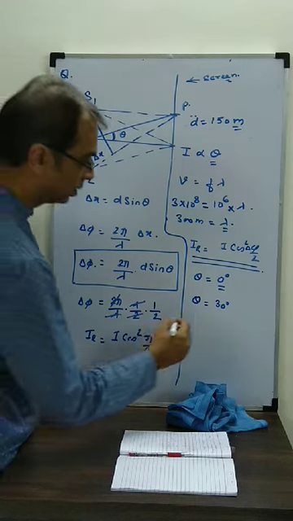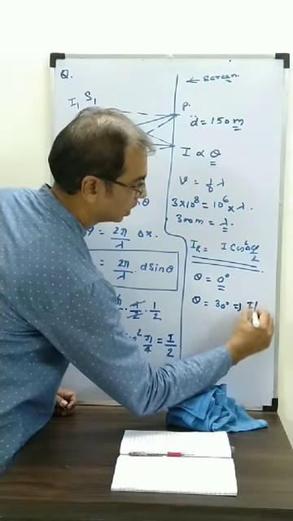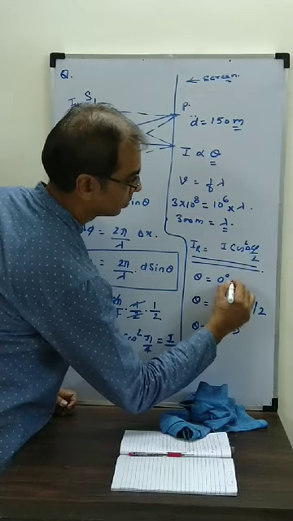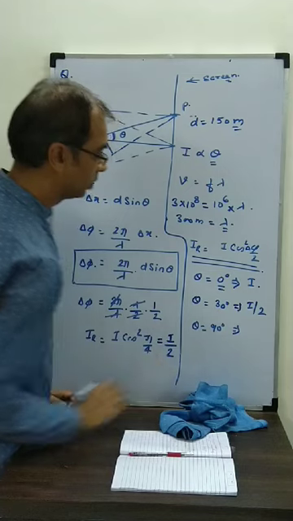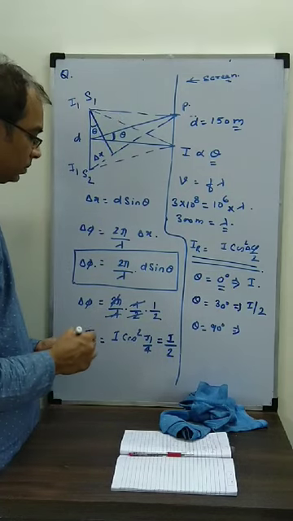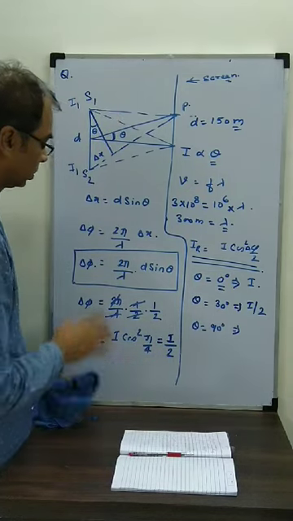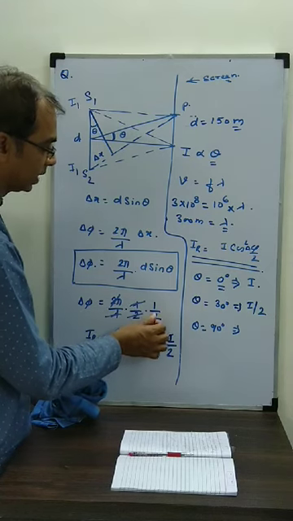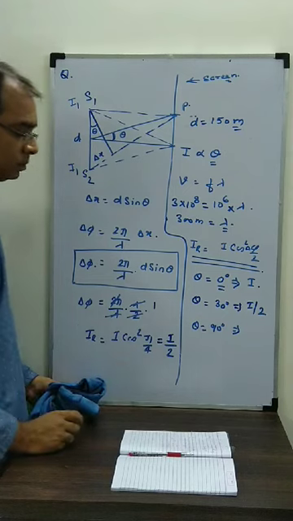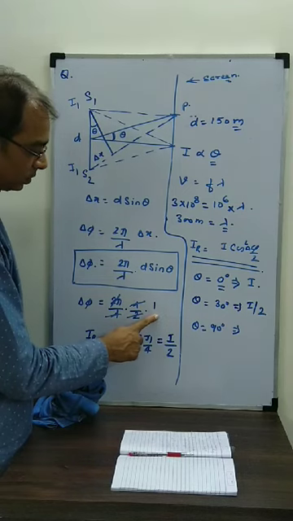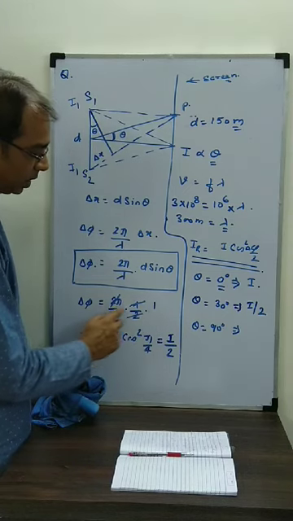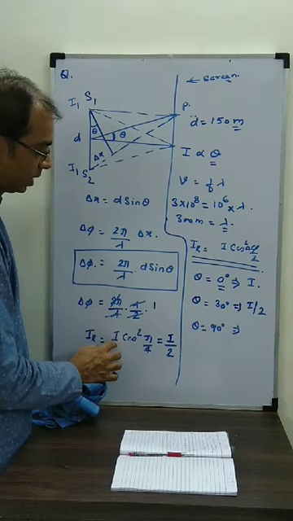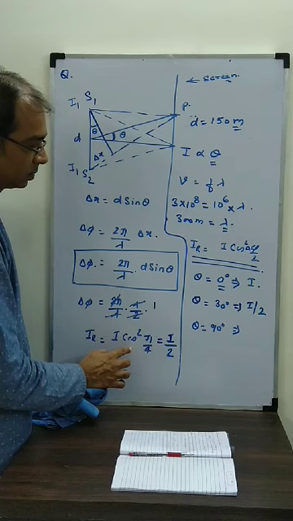Okay. Then the last one, theta equal to 90 degrees. Put 90 over here. See what comes. So delta phi equal to 2 pi by lambda into lambda by 2 sin 90. Sin 90 means 1. So if this is 1 here, then what am I getting? Lambda gets cancelled. 2 gets cancelled. It is pi.